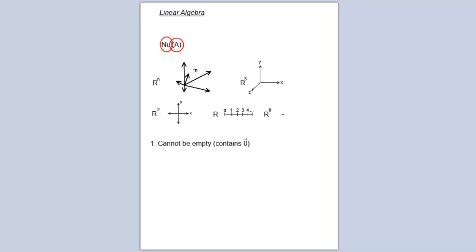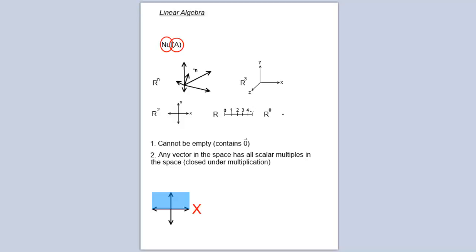Also, any vector in a vector space will also have every one of its scalar multiples in the same space, which is called being closed under multiplication. This means that half spaces are not vector spaces because the negative multiples lie outside the space. Additionally, any two vectors in a vector space will add up to another vector in the same space, which is called being closed under addition. This means that no sum of vectors can possibly lie outside of the original vector space.